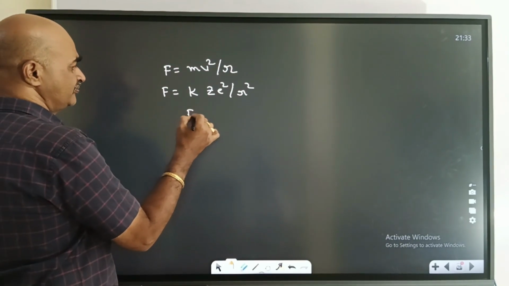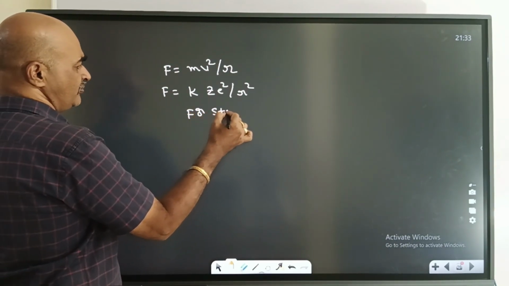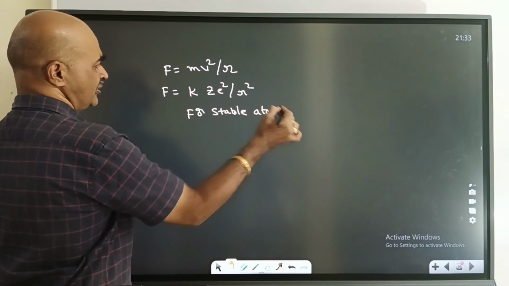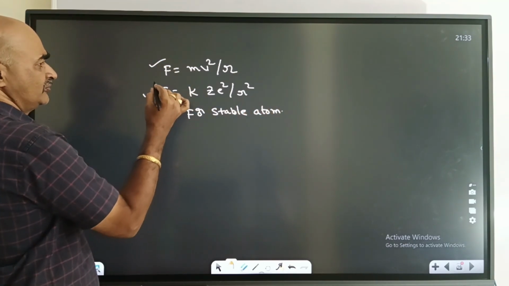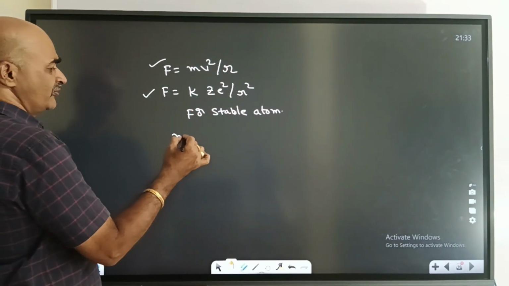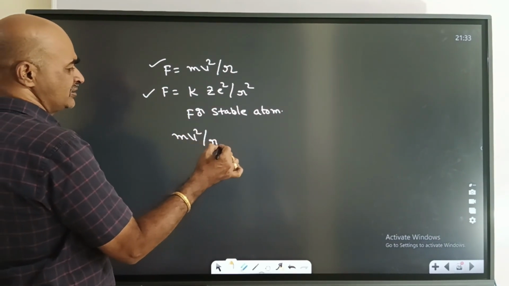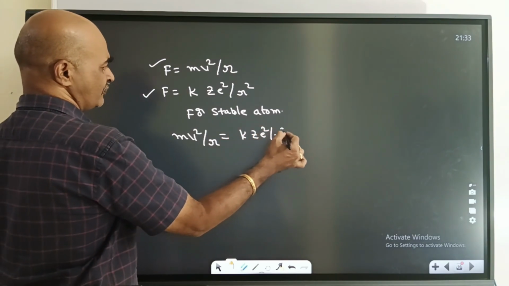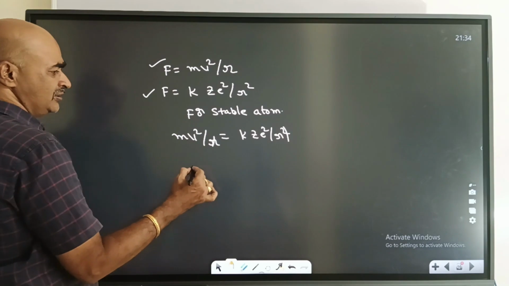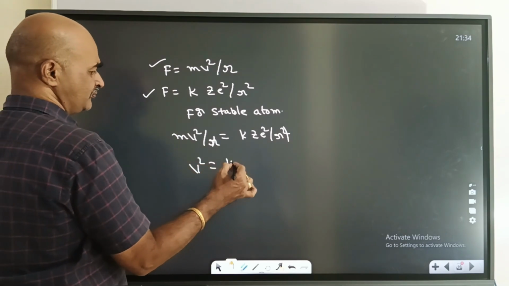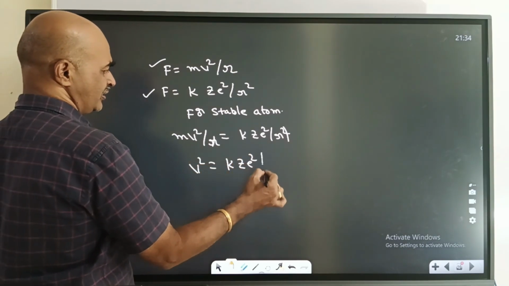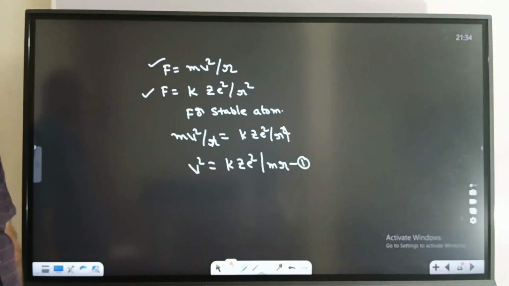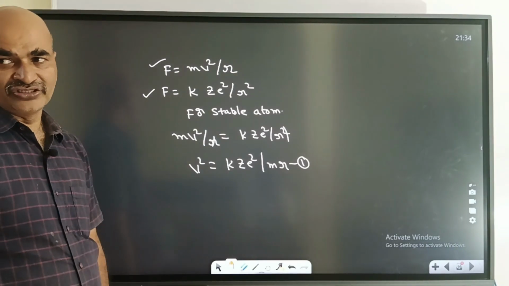For a stable atom, centrifugal force is equal to centripetal force. Therefore, mv square divided by r is equal to K Ze square divided by r square. r cancels, so v square is equal to K Ze square divided by mr. This is equation 1.